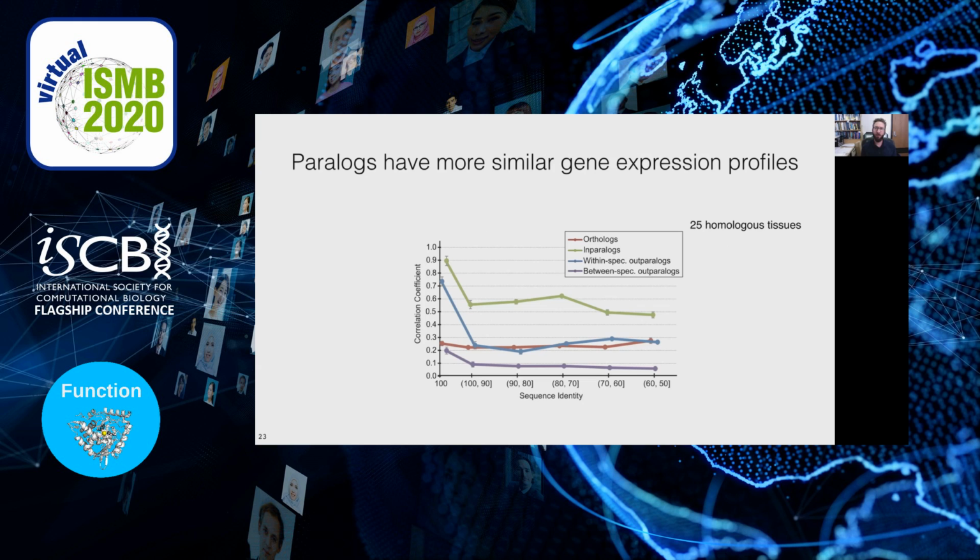If we're uncomfortable with gene ontology and those annotations, we can also use gene expression profiles and the correlation across 25 homologous tissues in human and mouse to ask which are most similar. And again, paralogs, and especially within-species paralogs, are the most similar.